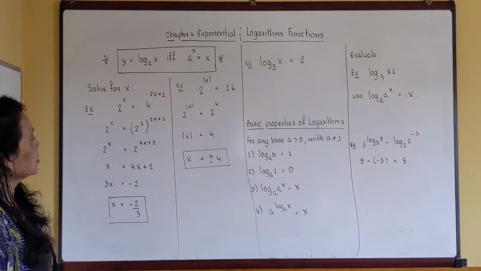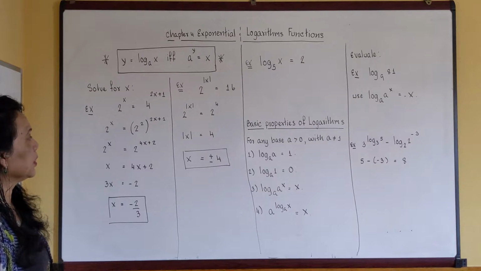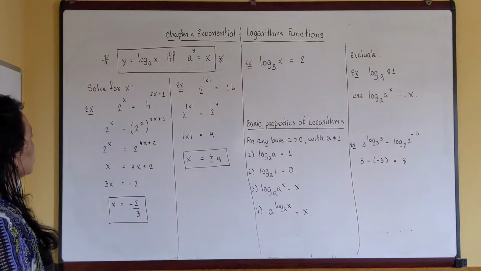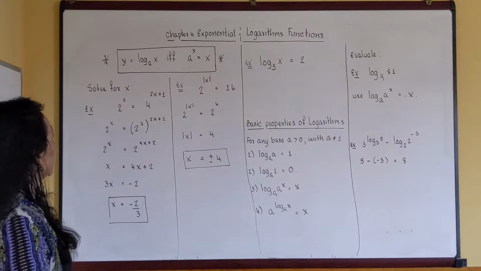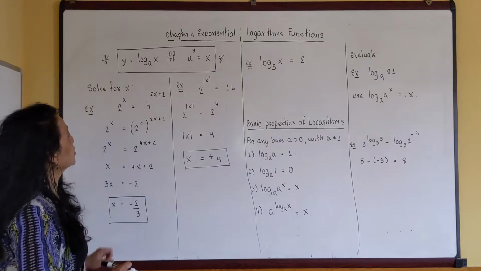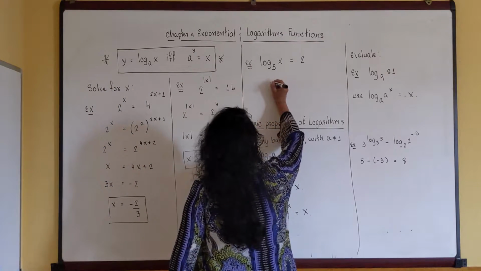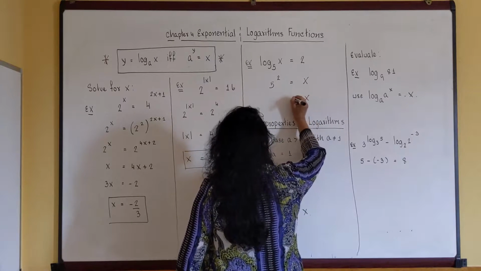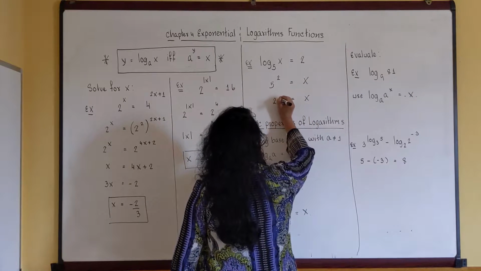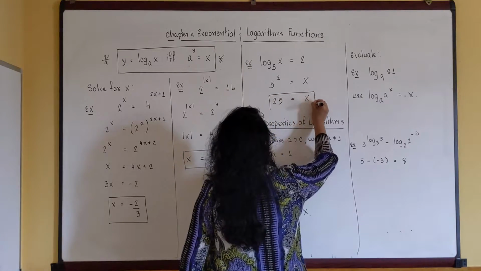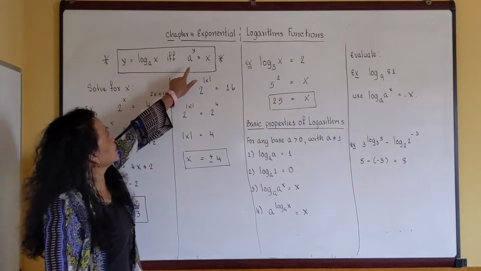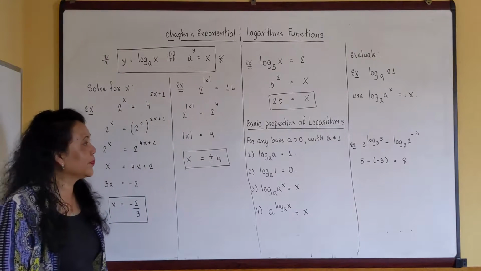Look at the next one. I have log base 5 of x equal to 2, and I need to solve for x. So I'm going to change to exponential form, using this formula here. So I'm going to have 5 squared equal to x, so x is 25. I rewrote it in exponential form. This is the log form, this is the exponential form.